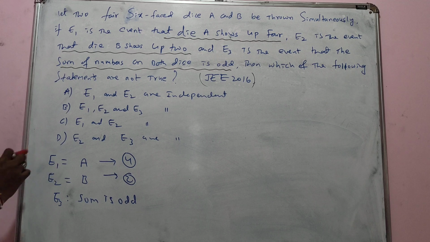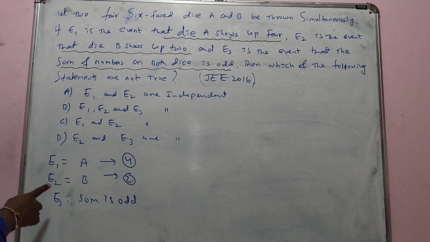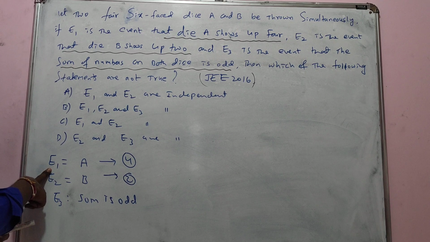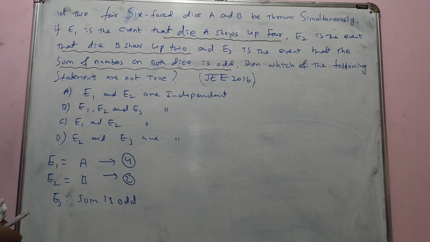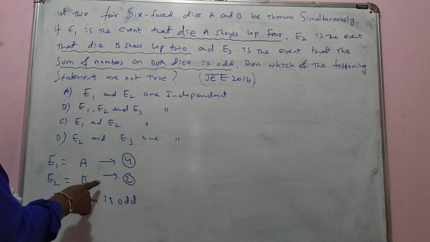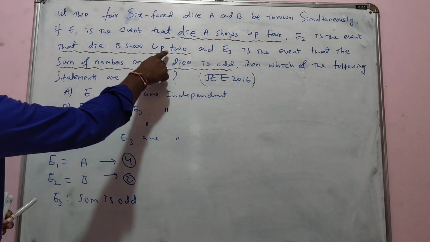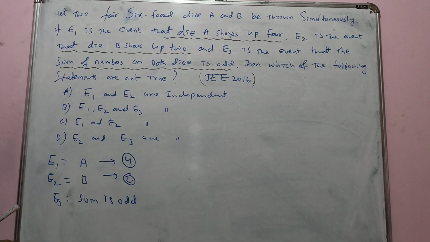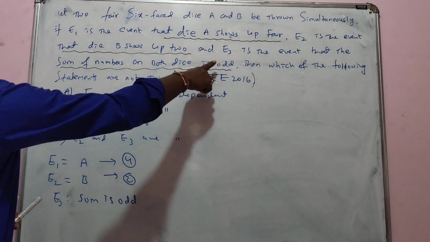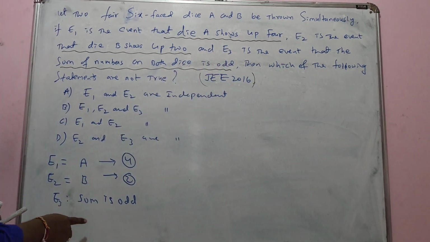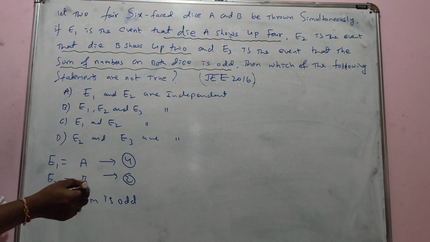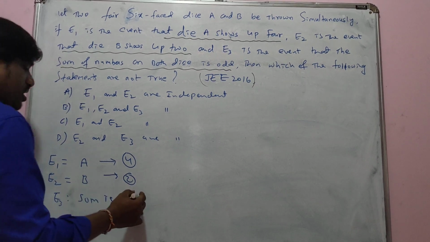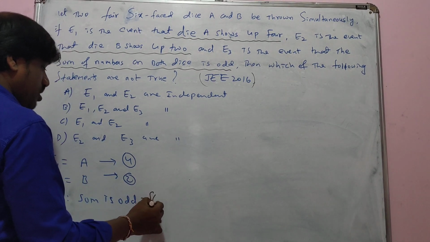So the first event, event E1, is that die A shows up 4. And E2 is the event that die B shows up 2. And event E3 shows that the sum of the dice is an odd number. So here the sum is the odd number. You all know that the sum is an odd number.